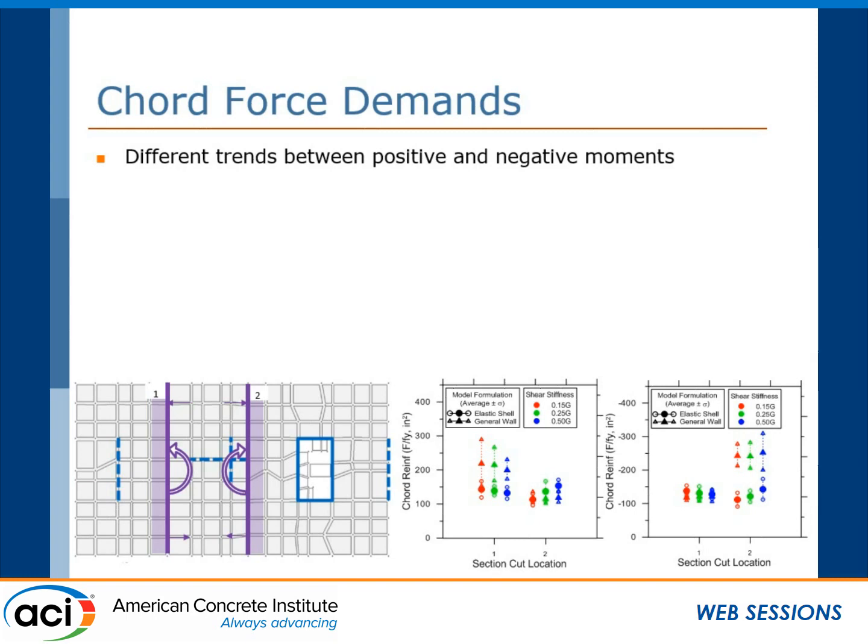On this one, this is section cut 1. This is showing that the nonlinear general wall is reporting much higher chord forces than the elastic shell, but when you look at the negative, they're much closer to each other, to where they're about the same. On the second section cut right here, the forces are almost the same between the different elements, but then on here, the nonlinear elastic is reporting much higher forces for some reason.